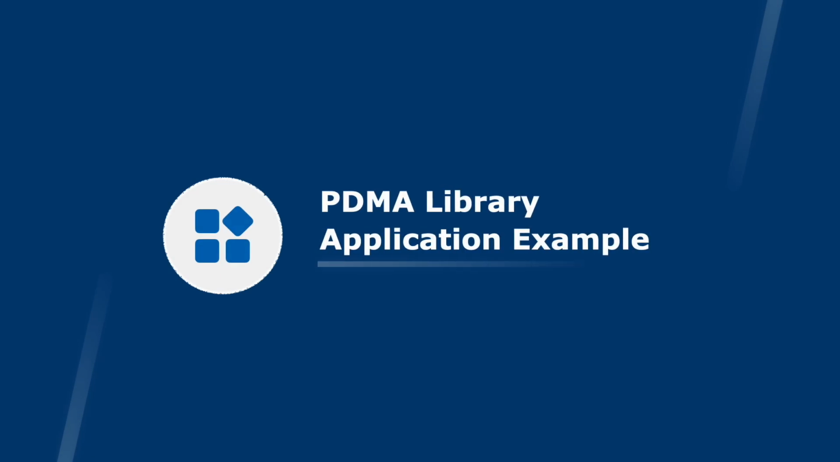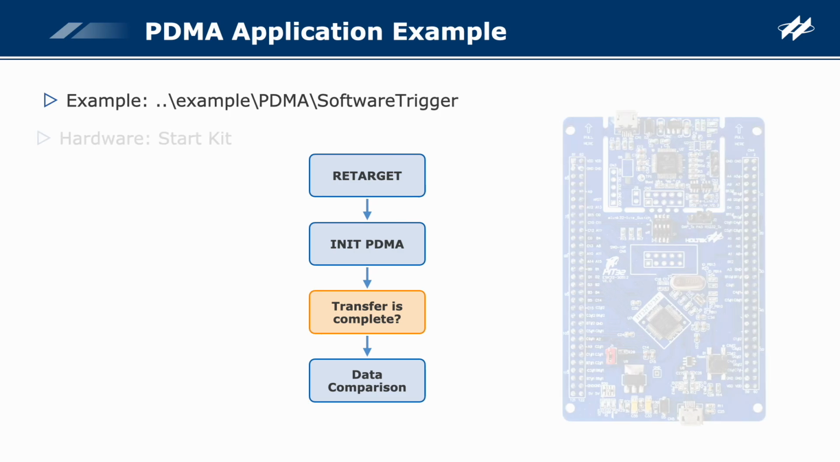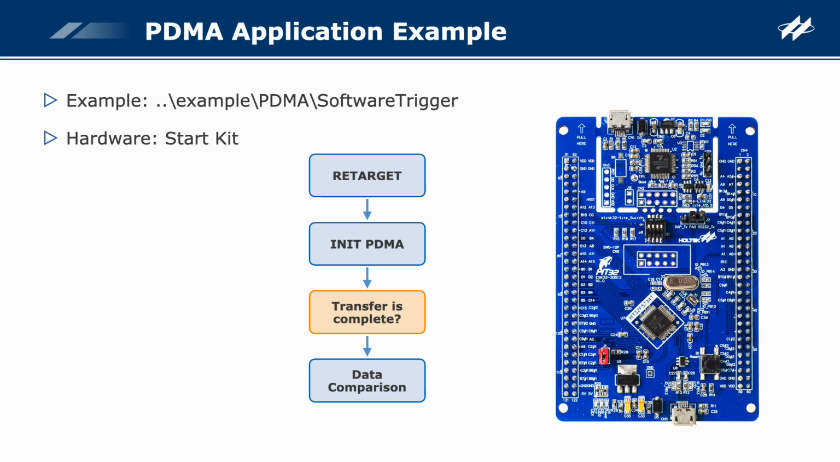PDMA Library Application Example. Finally, we'll provide an application example to summarize this tutorial. This example is one of the standard peripheral firmware library examples. It should be used with the hardware starter kit. The program is used to transfer the data from one array to another via the PDMA, and compare the data of the two arrays after the transfer is complete, then check the transfer status by debug mode.